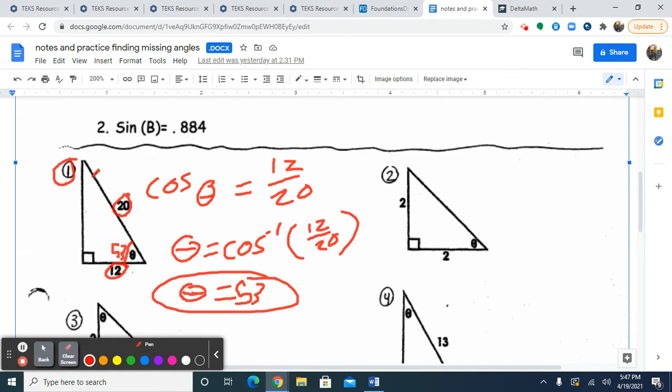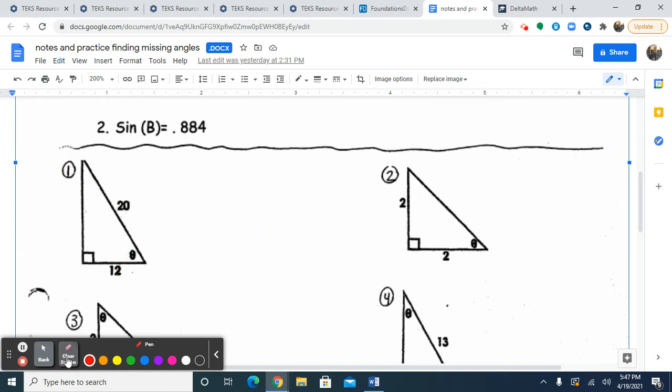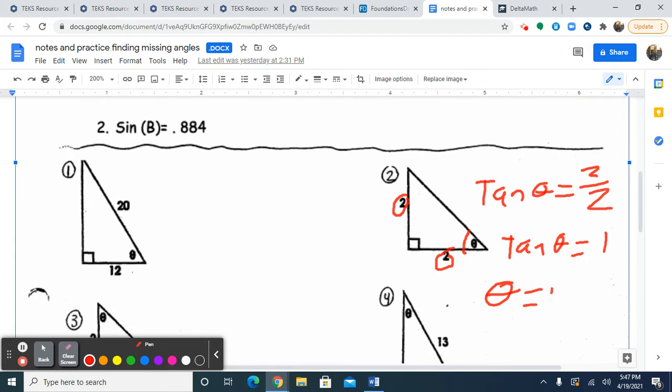And now that we know that angle, we should be able to figure out this angle as well. Now let's look at this again. We have theta, and now we have the opposite side and the adjacent side. So to find this, we're going to use tangent. So tangent of theta is 2 over 2. That 2 over 2 can actually be simplified to 1, because 2 divided by 2 is 1. So we're going to find arc tangent of 1.